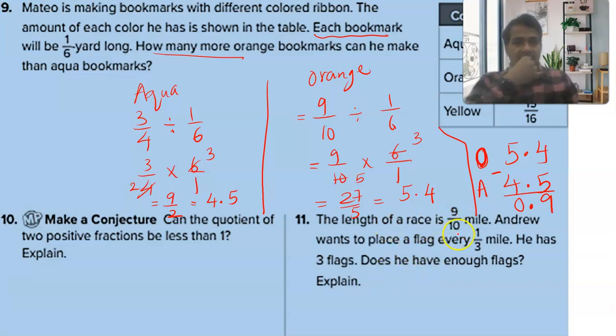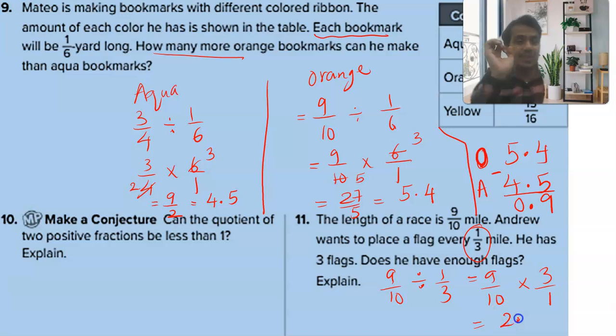The length of a race is 1 by 10 mile. Andrew wants to place a flag every 1/3 mile. He has 3 flags. Every 1/3 mile, so you have to divide it. Divided by 1 by 3, keep, change, flip. This is 27 by 10. 27 by 10 is like 2.7.